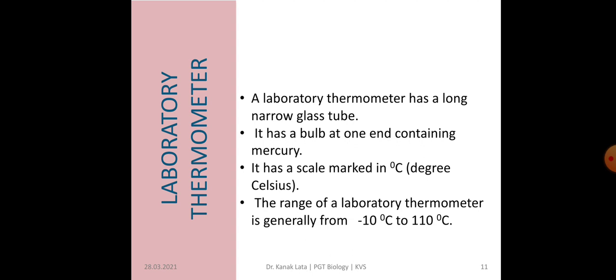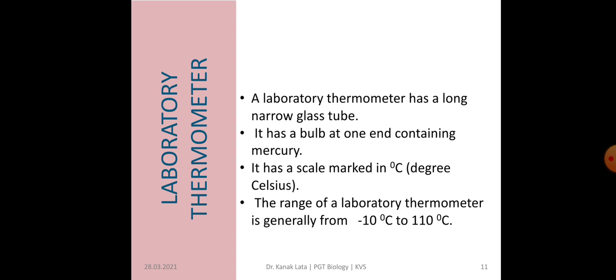Now let us see the laboratory thermometer. A laboratory thermometer also has a long narrow glass tube. It also has a bulb at the end of that glass tube containing mercury, and it also has a scale marked in degrees Celsius. So these three points are common in both the clinical thermometer as well as the laboratory thermometer.